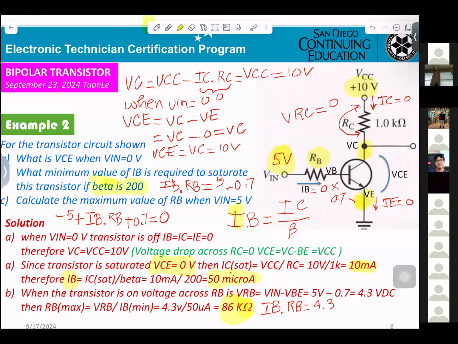Sometimes you guys need to go over this example to make sure you know how to do your calculation. It's a little more confusing.